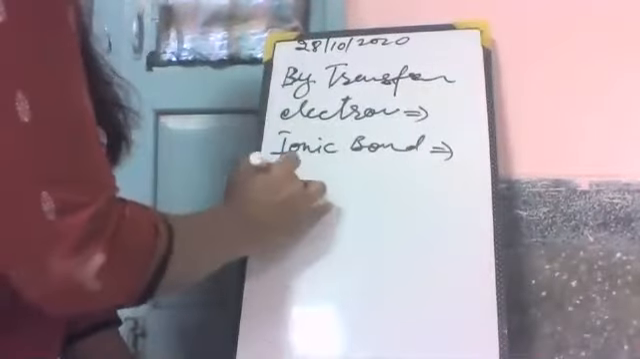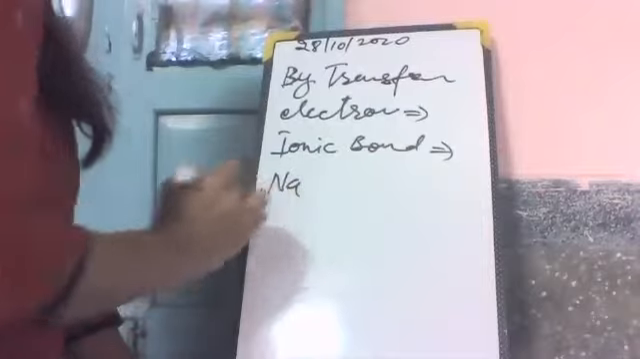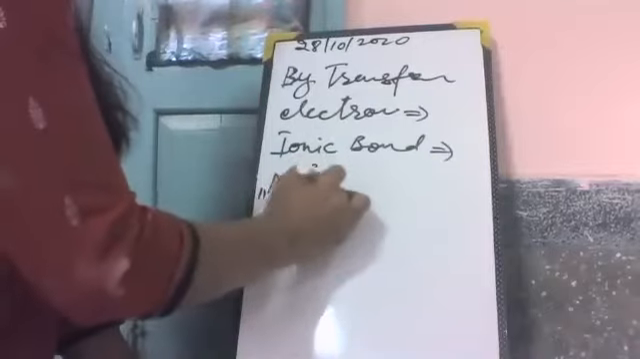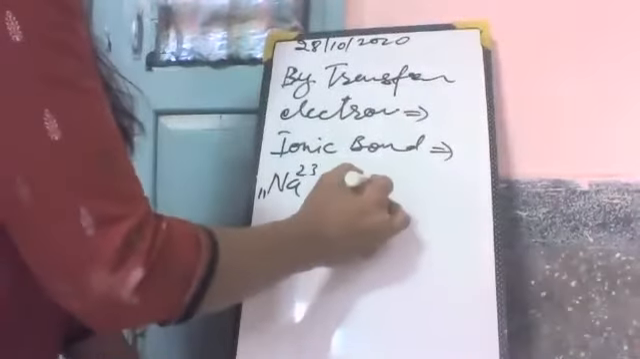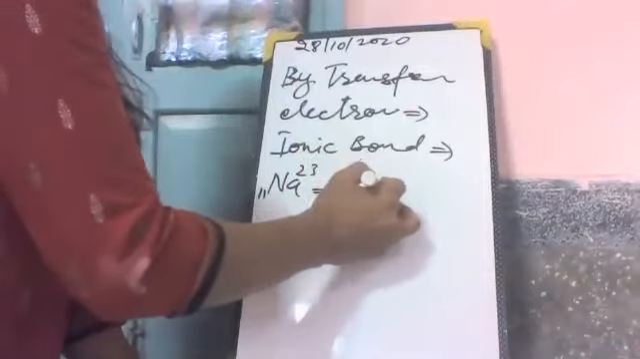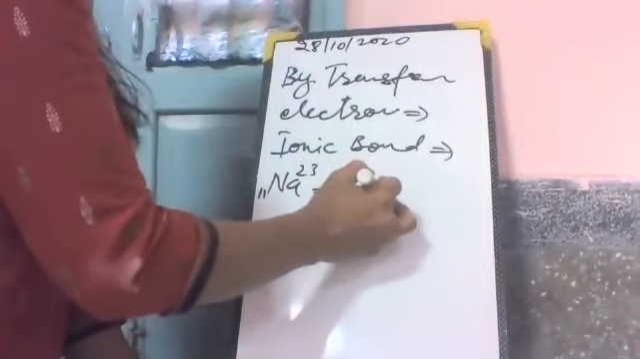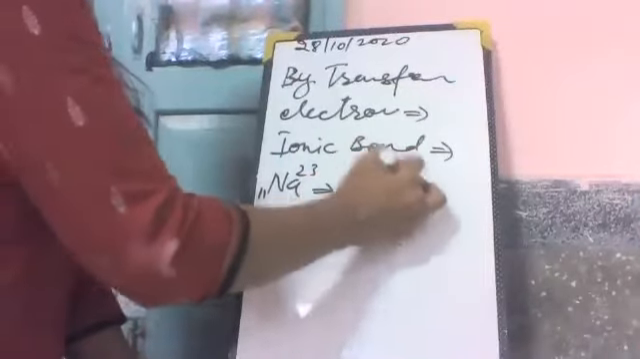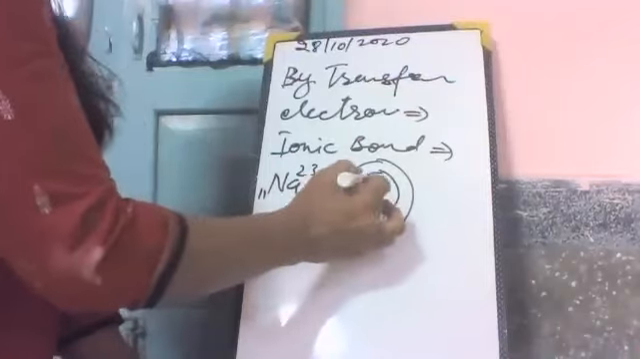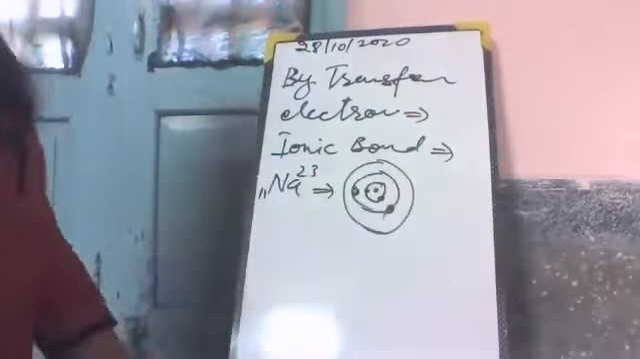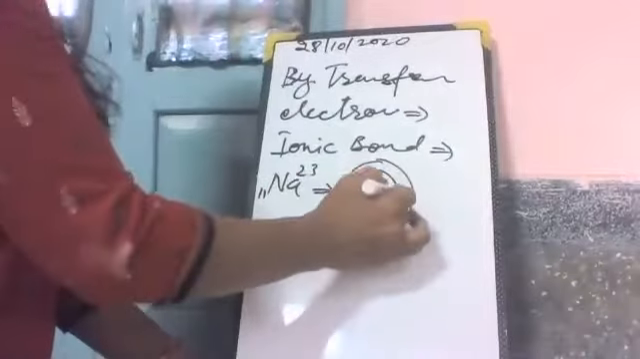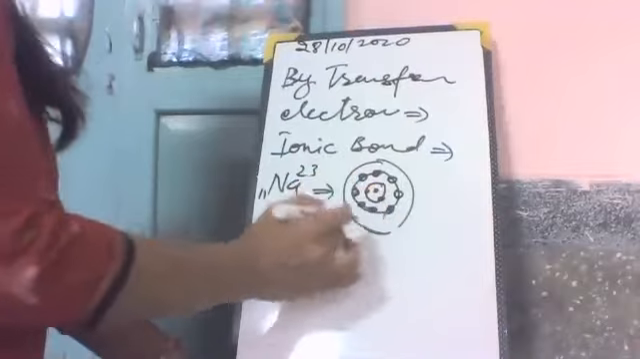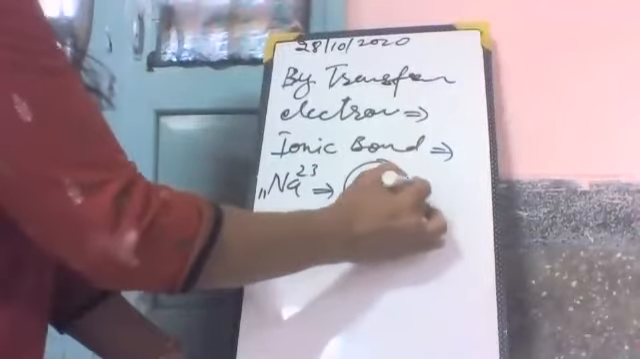See, sodium has atomic number 11 and atomic mass 23. So what is the configuration of filling electrons in sodium? Here is the nucleus, then the first shell, second shell and third shell, having 2 electrons in the first shell and 8 electrons in its second shell. 1, 2, 3, 4, 5, 6, 7 and 8. Total 2, 8 and 1.